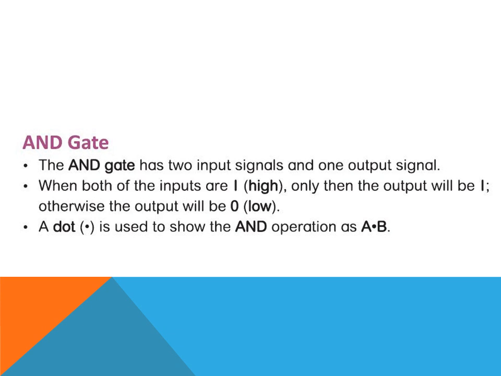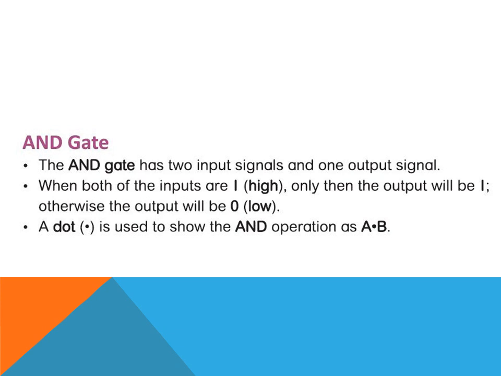The AND gate has 2 input signals and only 1 output signal. Now, compare it with the NOT gate. NOT gate had one input, 1 output. But in AND gate, we have 2 inputs and a single output. Now, when both of the inputs are high, that means 1, only then the output will be 1. Otherwise, the output will be 0. Just remember this sentence and it will be very easy to draw the truth table.